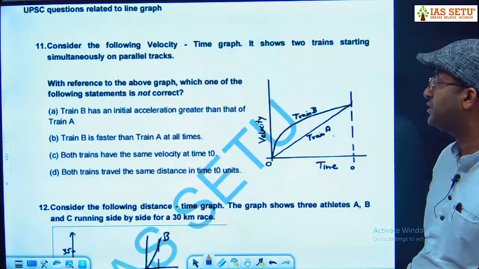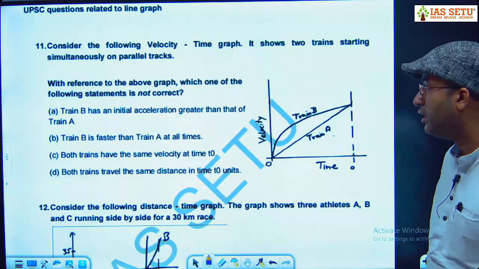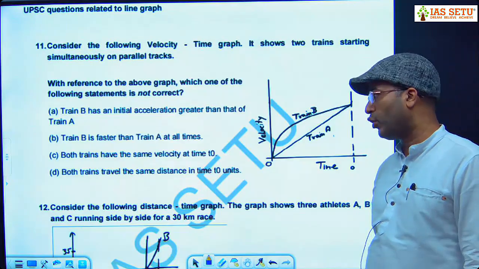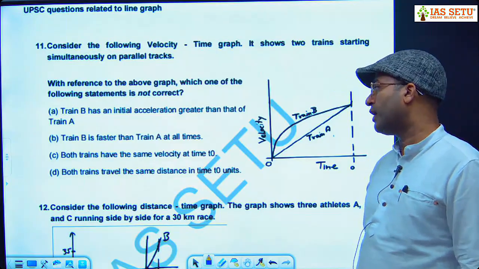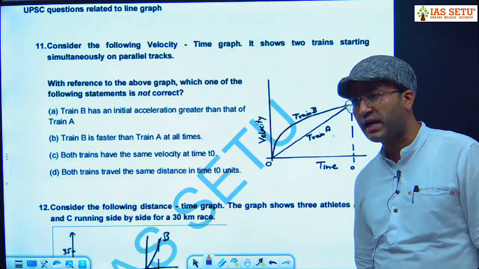Train B has an initial acceleration greater than that of train A. Train B is faster than train A at all time. Both trains have the same velocity at time T0. Both trains have travelled the same distance in time T0.